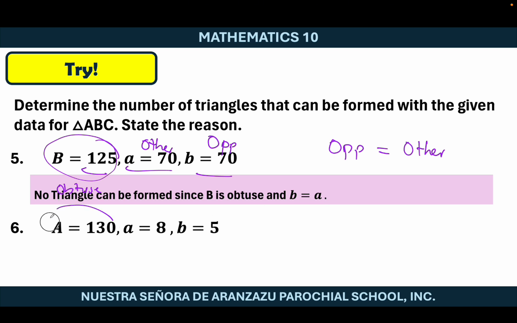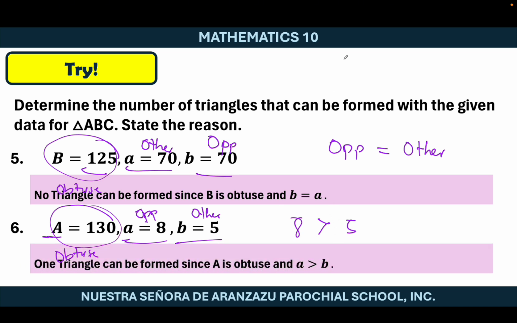Next, number 6. A is 130. Again, this is very good. Obtuse angle. Now, comparing this one, this is your opposite. This is the other side. Why is it the opposite? Because it is the small letter of the given angle. That is its opposite. So, comparing 8 and 5, 8 is greater than 5. Therefore, how many triangles will be formed? Okay, that's correct. 1. So, one triangle can be formed since angle A is obtuse, then A is greater than B.